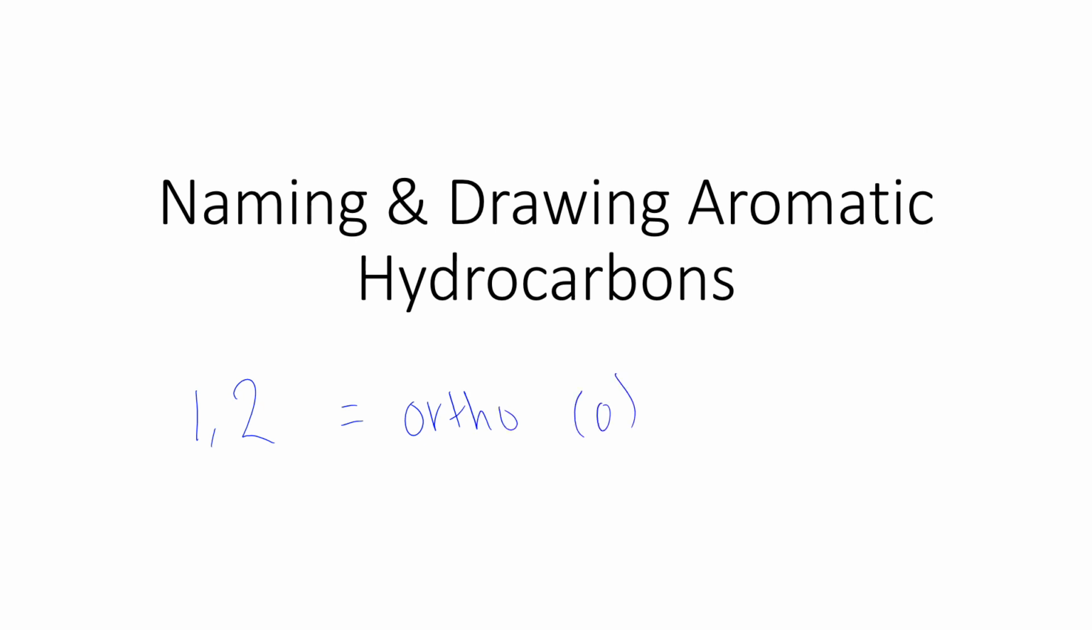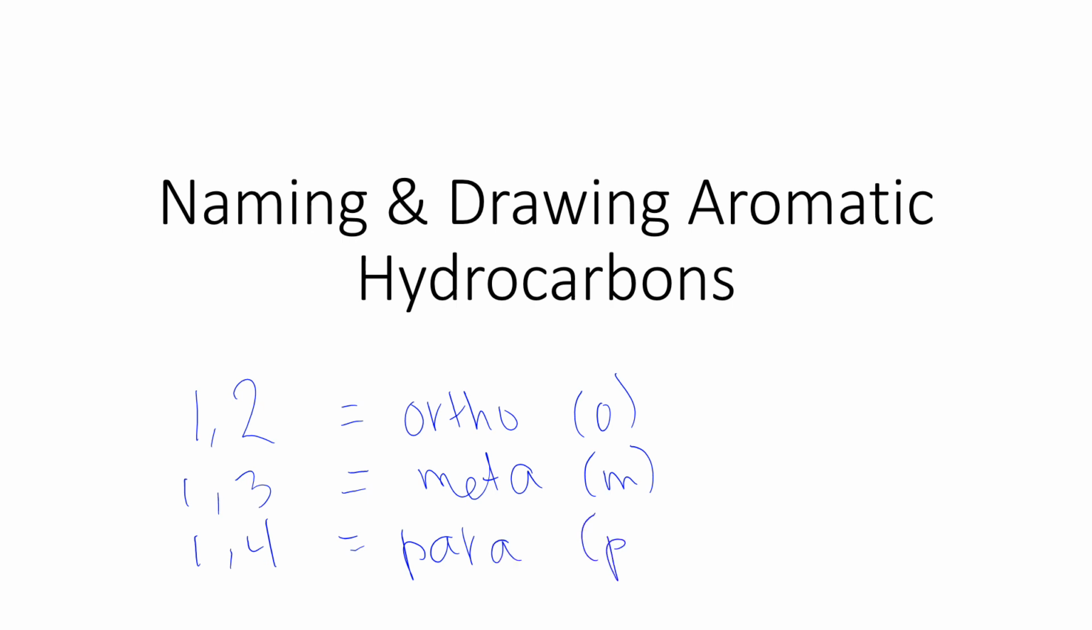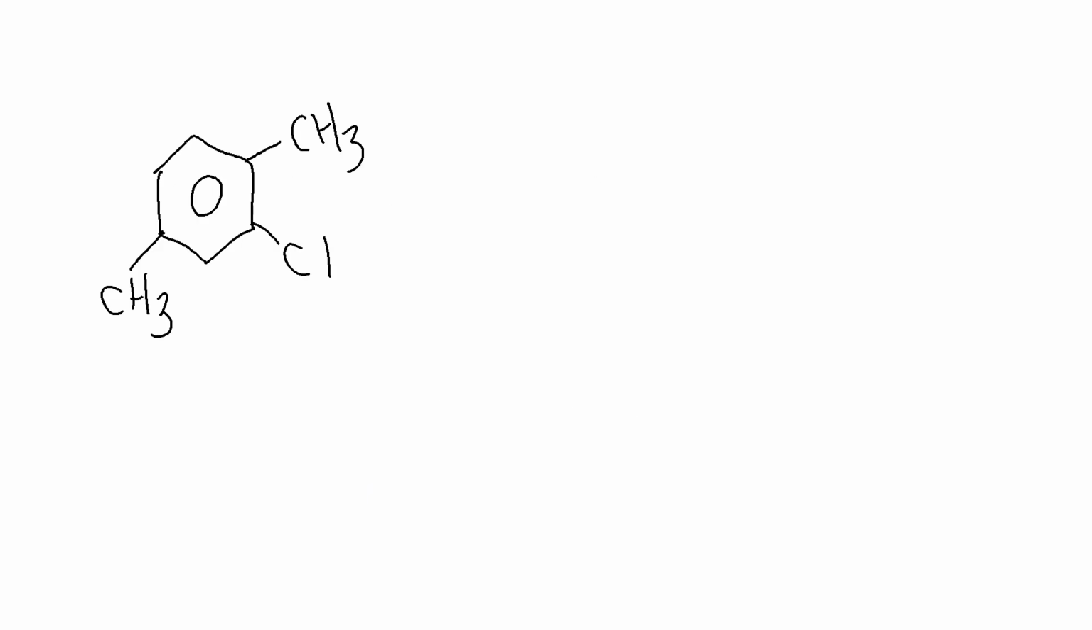This is different from anything we've done previously. If you have a 1,3 pattern, that is meta. We use an M designation. And if you have a 1,4 pattern, that is considered para with a P designation. And as we go through these examples, you're going to see that come up a couple times so you can see it in action.